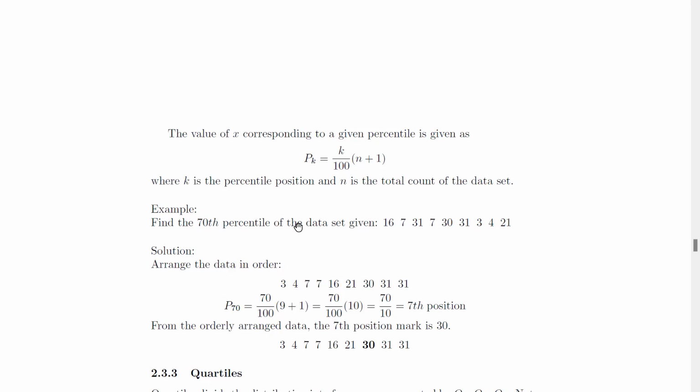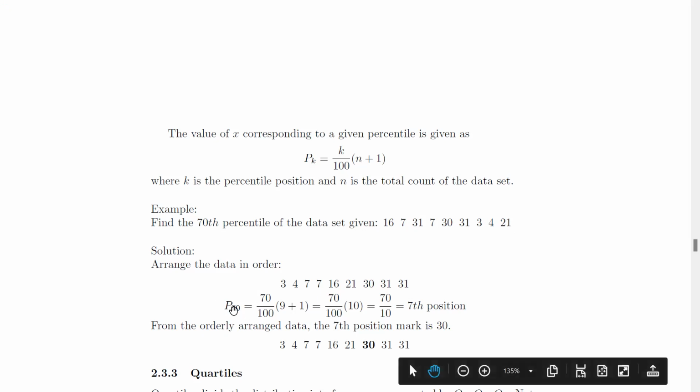Find the 70th percentile of the data sets given. We have these data sets 1, 2, 3, 4, 5, 6, 7, 8, 9. There are 9 of them, but they are not orderly arranged. So the first step for you is to arrange them in order. Now, knowing that there are 9 of them, it means n is equal to 9.